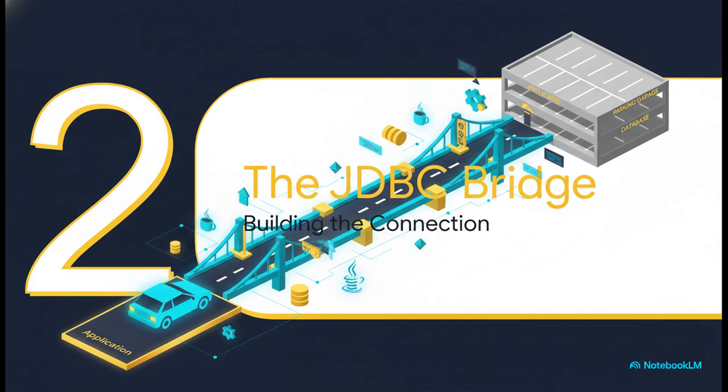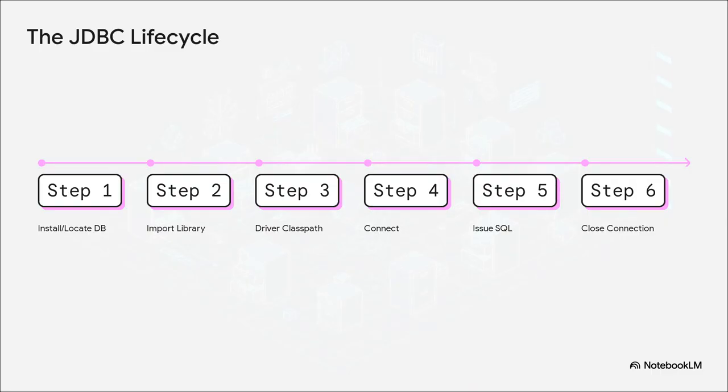Okay, so we've got our data, our car, and we've got our parking garage. The next question is, how do we actually get the car from our app into that parking spot? This brings us to section 2, the JDBC Bridge. This is the classic foundational manual way we connect our Java code to a database. Now, talking to a database with JDBC isn't just one action. It's more like a ritual, a very strict 6-step life cycle you have to follow perfectly every time. And we're going to walk through this very, very deliberately. Why? Because understanding these 6 steps is the foundation for everything else. Even the most modern tools are just doing this ritual for you under the hood. So let's break it down.